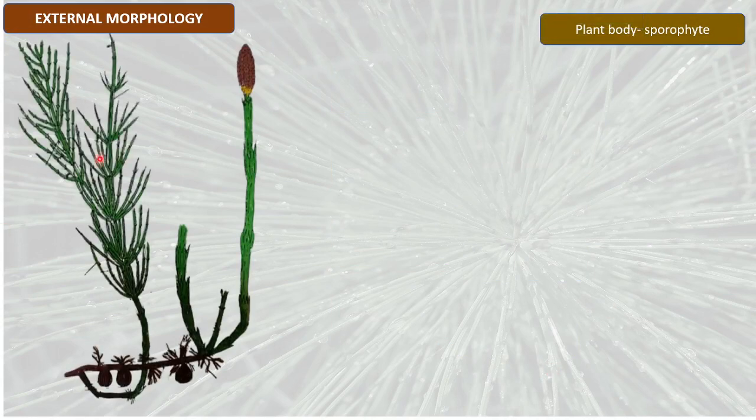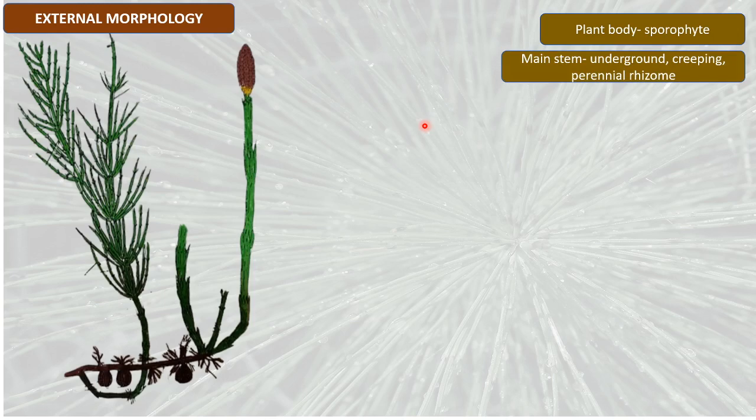So this is the plant of Equisetum, right? And the plant body that you can see is a sporophyte. So it is a sporophytic plant body, where you can see the presence of sporangia over the sporangiophore. Now the main stem is actually the rhizome, right? This brown part that you see is the rhizome. This is the main stem.